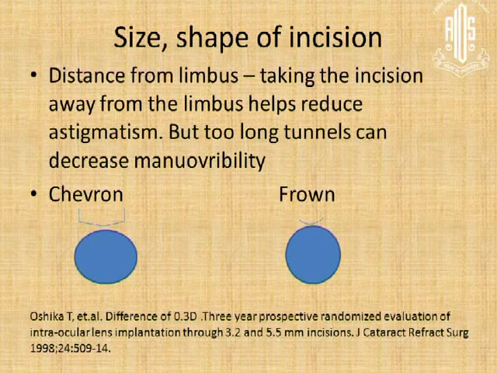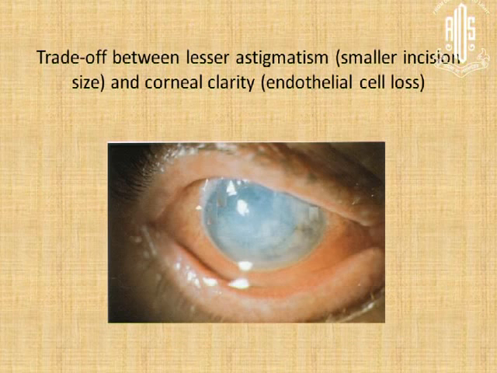The only problem is, if there are too long tunnels, they decrease the maneuverability, so we have to be a bit careful with them. And finally, before I conclude, I always say there is a trade-off between lesser astigmatism, that is smaller incision size, and corneal clarity, that is endothelial cell loss.